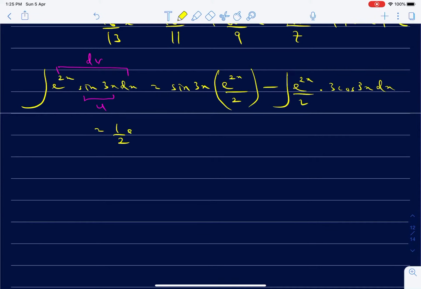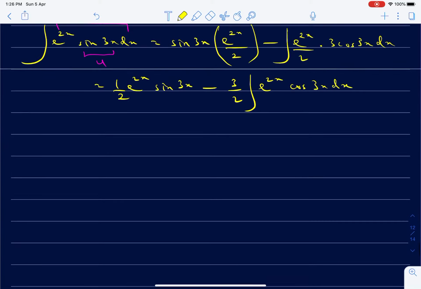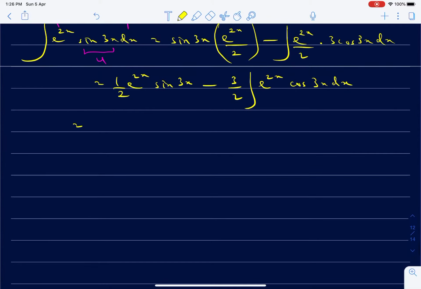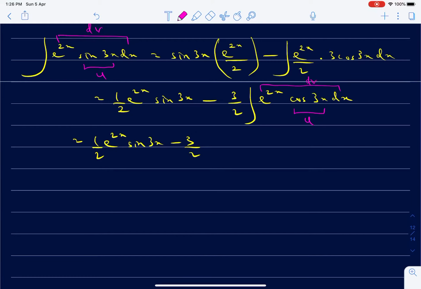And then we move on. This is the same as 1 over 2 e raised to the power 2x sine 3x minus 3 over 2 multiplied by the integral of e raised to the power 2x cos 3x dx. And that's the same as 1 over 2 e raised to the power 2x sine 3x minus 3 over 2 multiplied by this, which is another product that can be integrated by the integration by parts technique. So this is u, and dv is e raised to the power 2x dx.